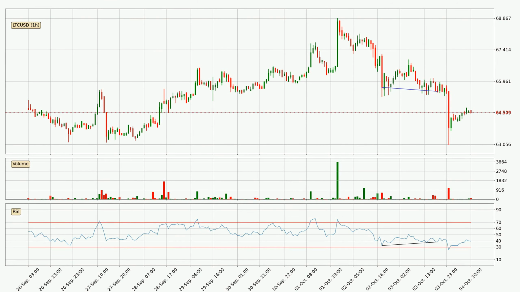Looking for divergence in the hourly time frame, there was a bullish divergence, but the price went to the downside, which was actually not expected.